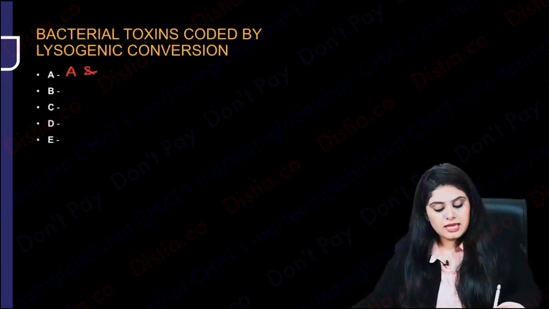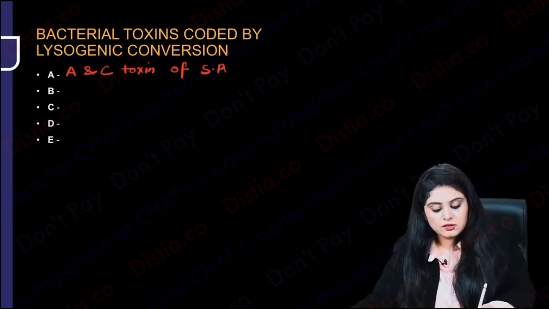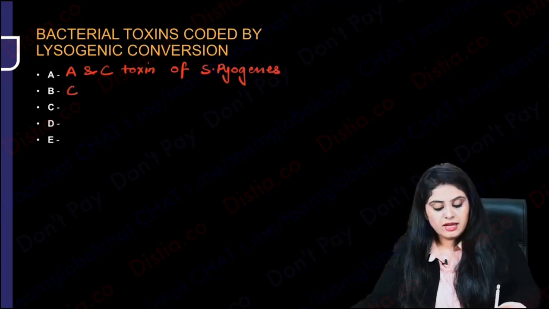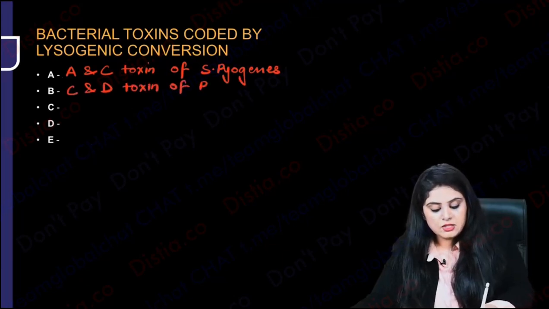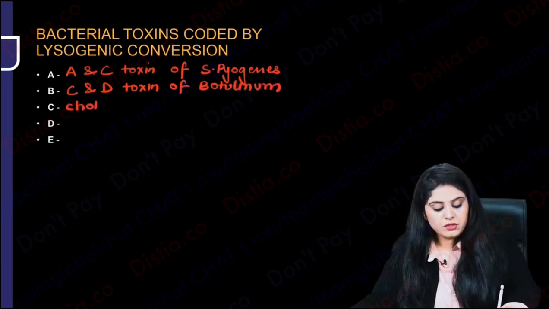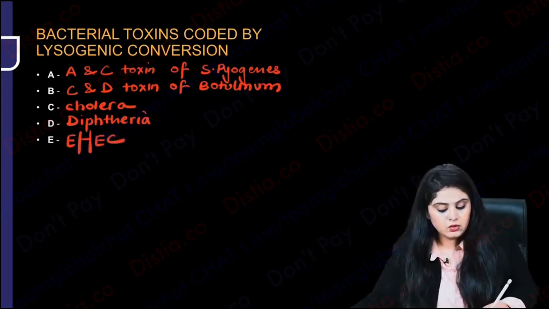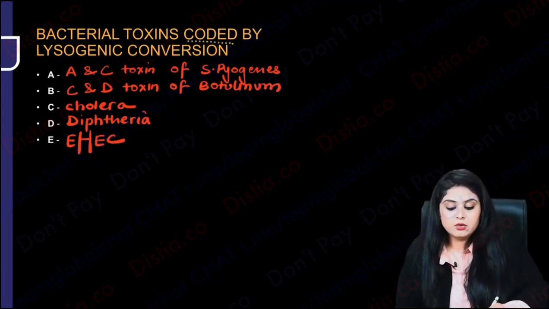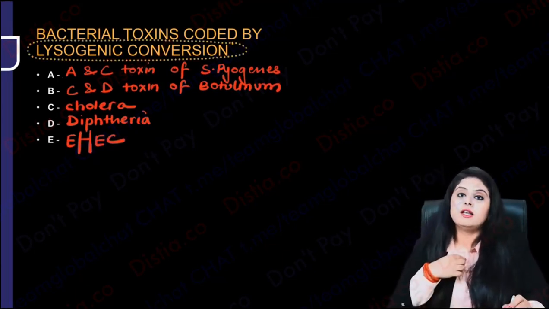So remember, A is for A and C toxins of Streptococcus pyogenes. Then you have C and D toxins of botulinum. Then the second C is going to be for cholera toxin. The D is going to be for diphtheria toxin, and the E is going to be enterohemorrhagic E. coli. All of these are going to get transmitted by that fusion process.